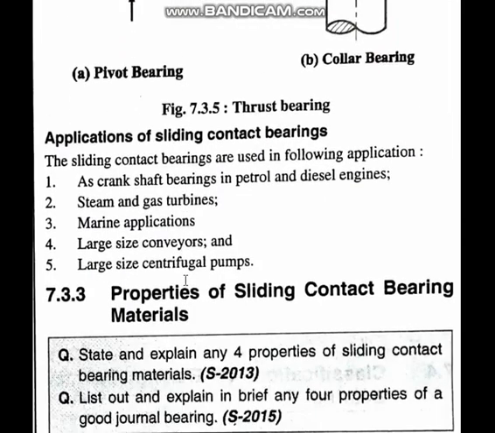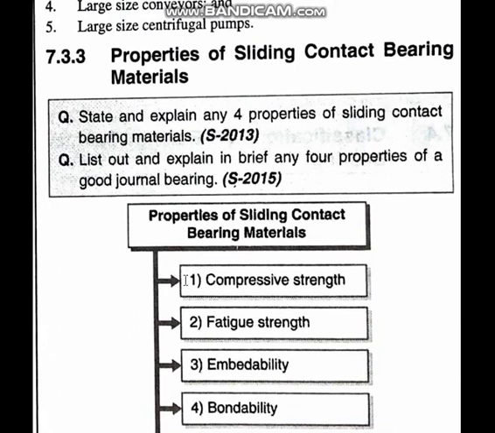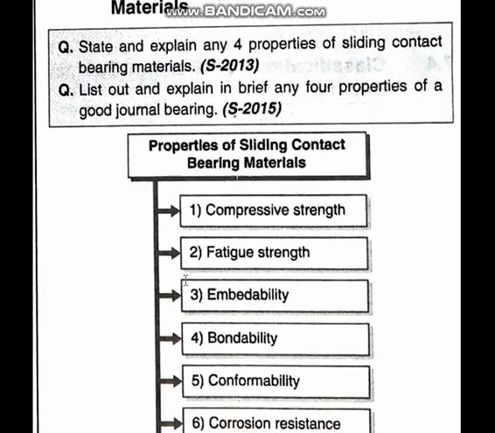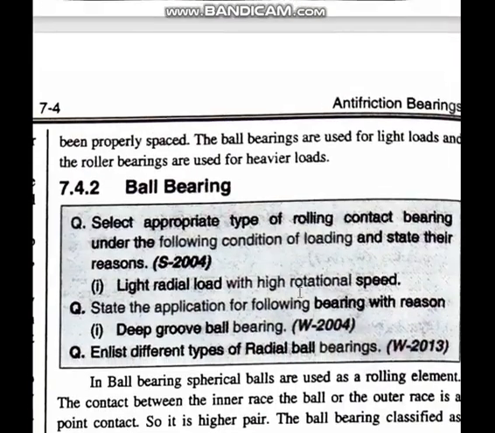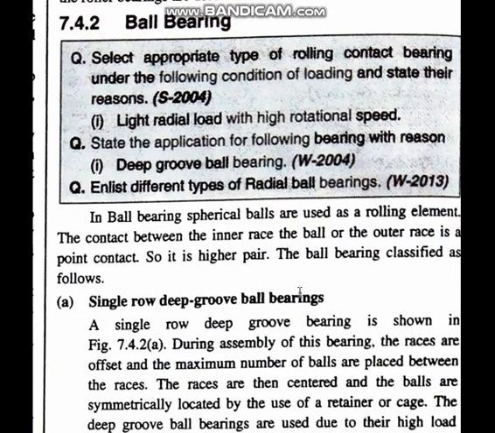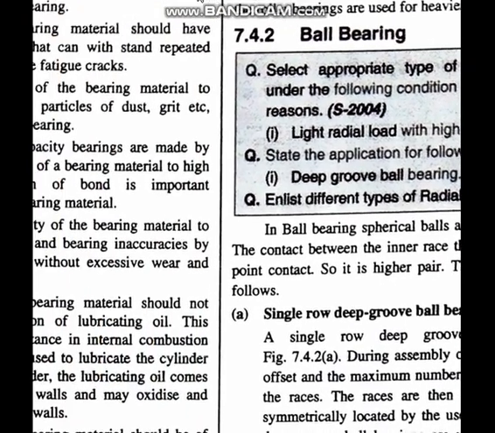Okay, then next, properties of sliding contact bearing materials. What should be the materials? They should have high compressive strength, fatigue strength, embeddability, bondability, conformability, corrosion resistance, thermal conductivity, thermal expansion. So these are some of the properties. We're not going to discuss each and everything. Let's see embeddability. This only we'll see.